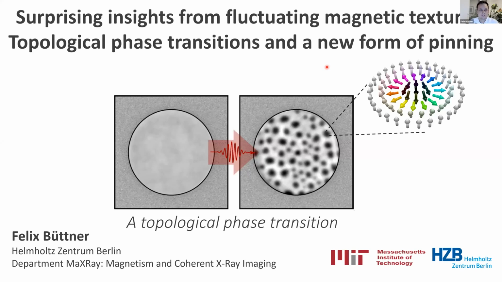So today we're going to focus on surprising insights from fluctuating magnetic textures. We are going to look at topological phase transitions and a new form of pinning.